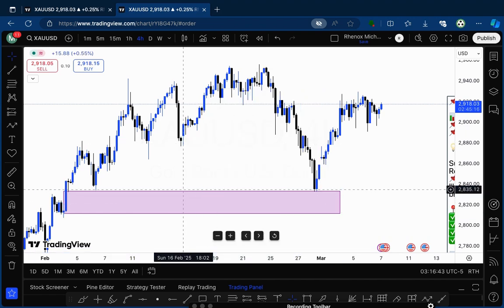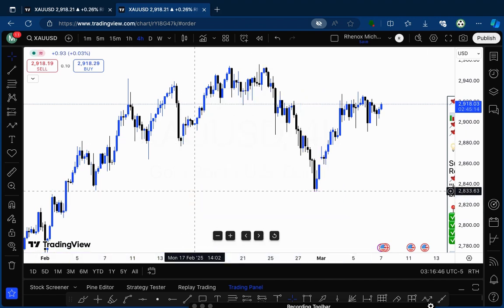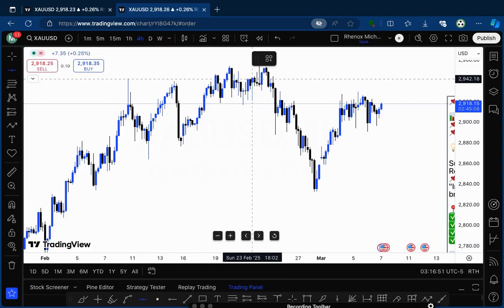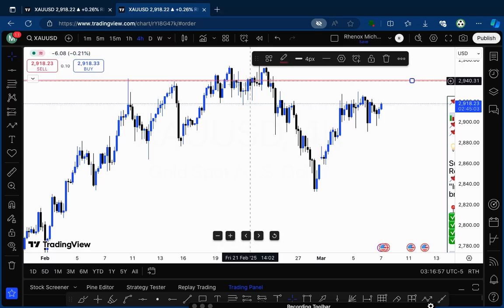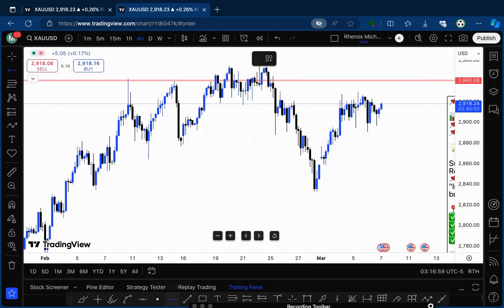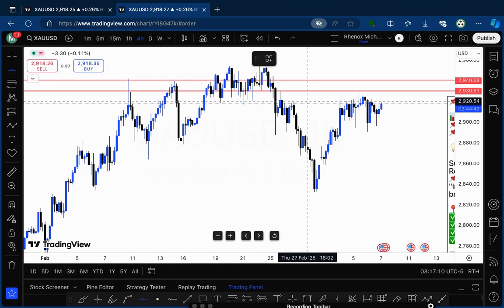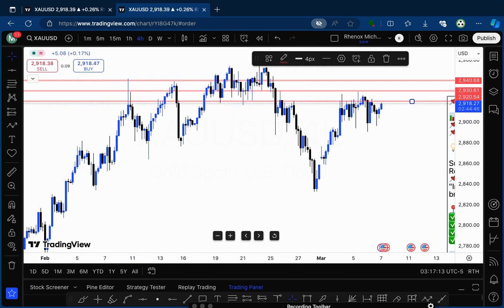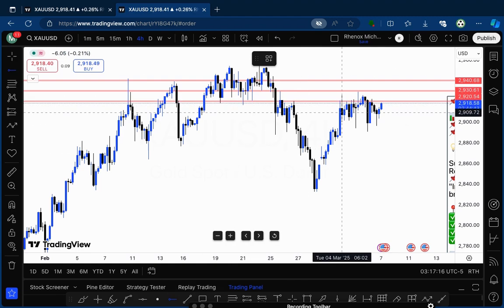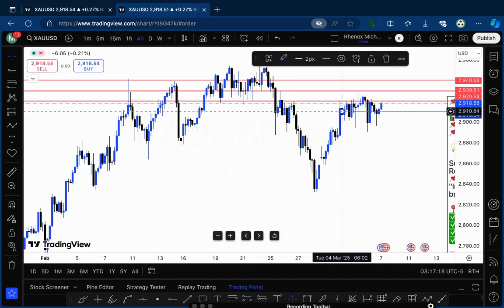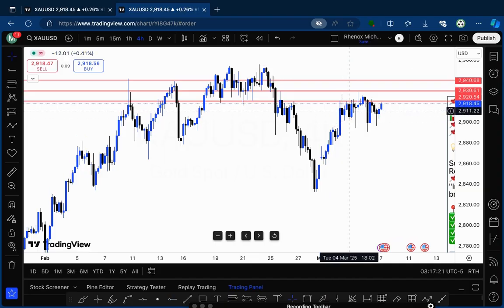Okay, now I'm going to use this horizontal line here. So our psychological levels are basically those round numbers on the chart. You can see that's 2940. Then we move to another round number we see again. That'll be 2930 as well. You can also use 2920. You know, we keep going down like that, 2910. So those are psychological levels on the chart.